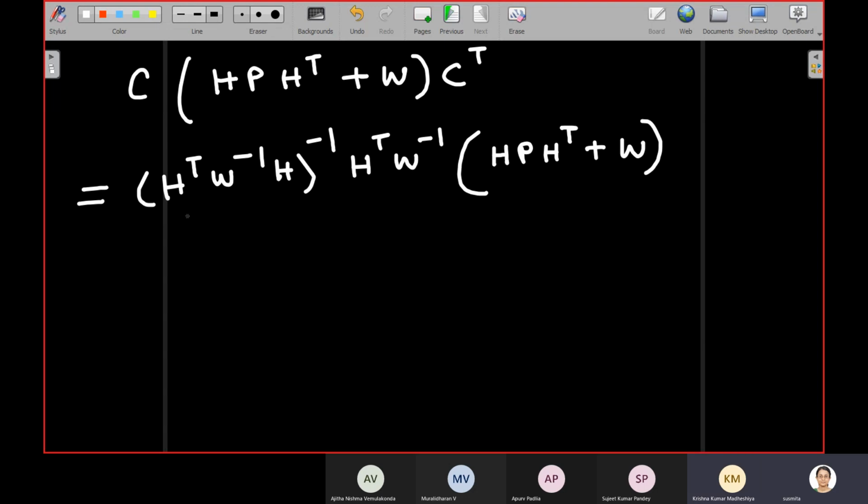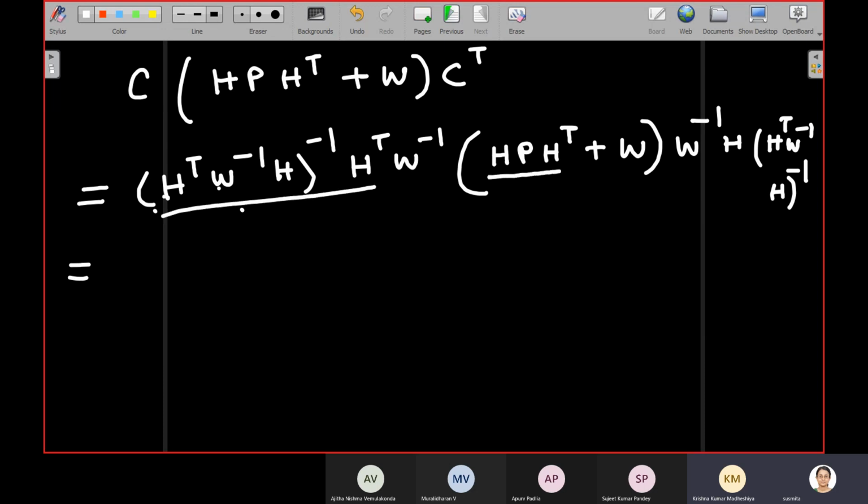C transpose means we need to take the transpose of the first term. So W is a symmetric matrix. H transpose W inverse H is again a symmetric matrix. Now we just need to do this matrix multiplication. Just see this one multiplied with this one. So H transpose W inverse H, this will cancel out, right?